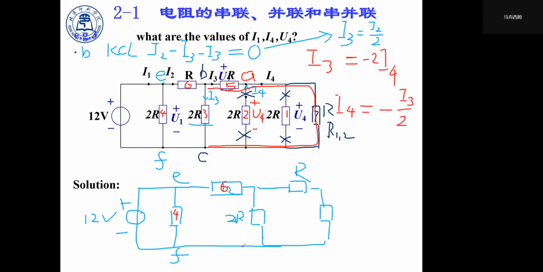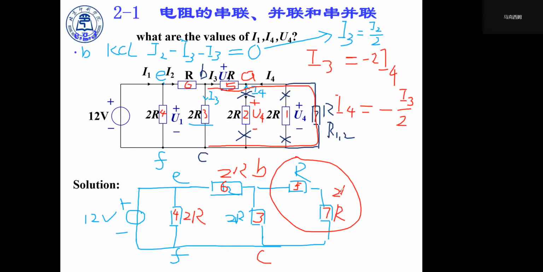Six, 3, 5, 7, and this R, 2R, and this one is 2R. Similarly, we have this one, B and D, B and C. We have the conclusion that those two make a 2R resistor, and the other branch, resistor 3 branch, is 2R.